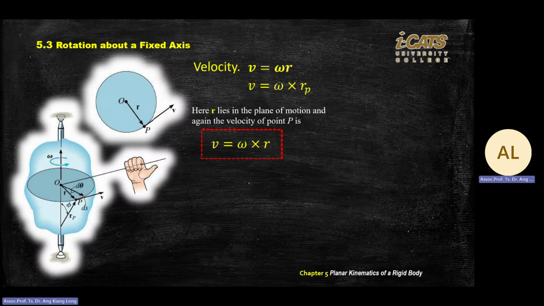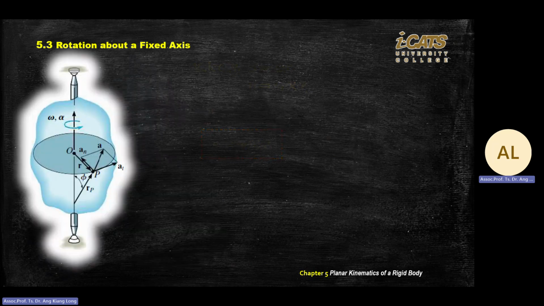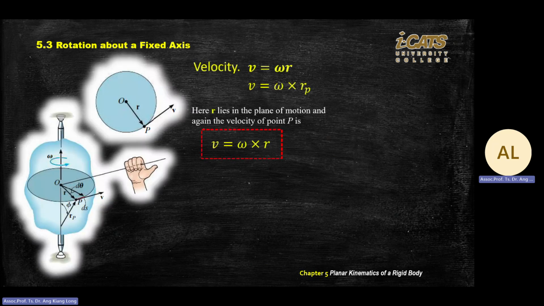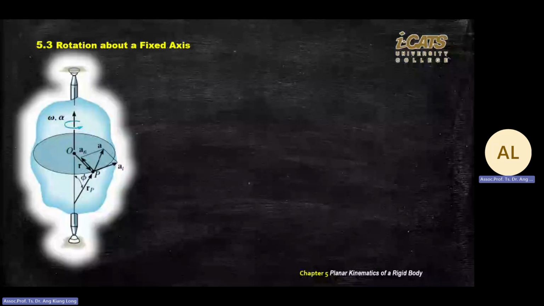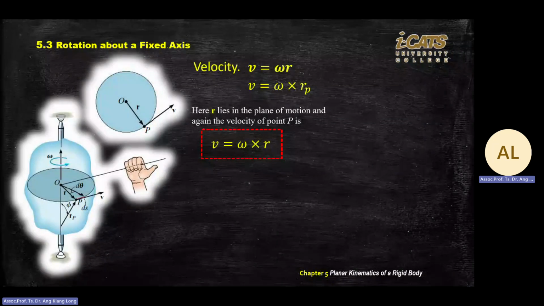So again, I don't test you on the cross products in this module. I just want you to apply v equal to omega r. That's it. Once we have the velocity, we go into acceleration. You see the differences. We change from v into acceleration.